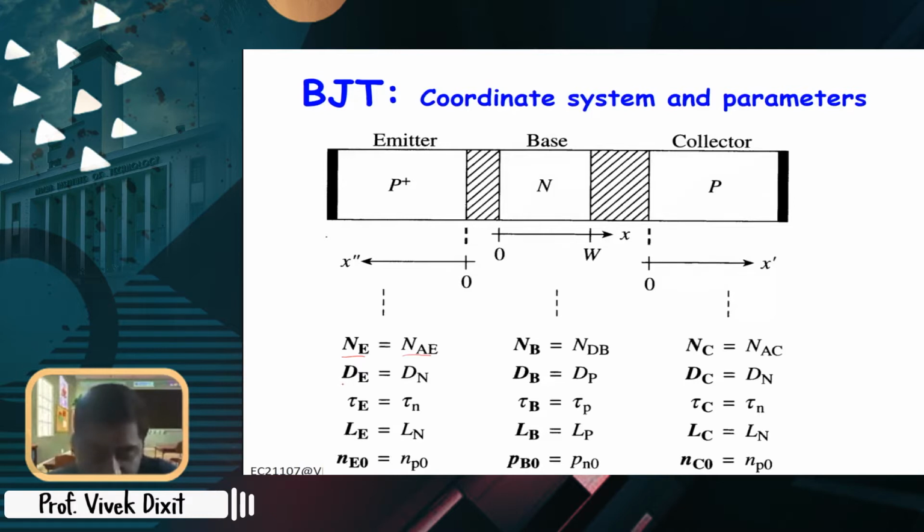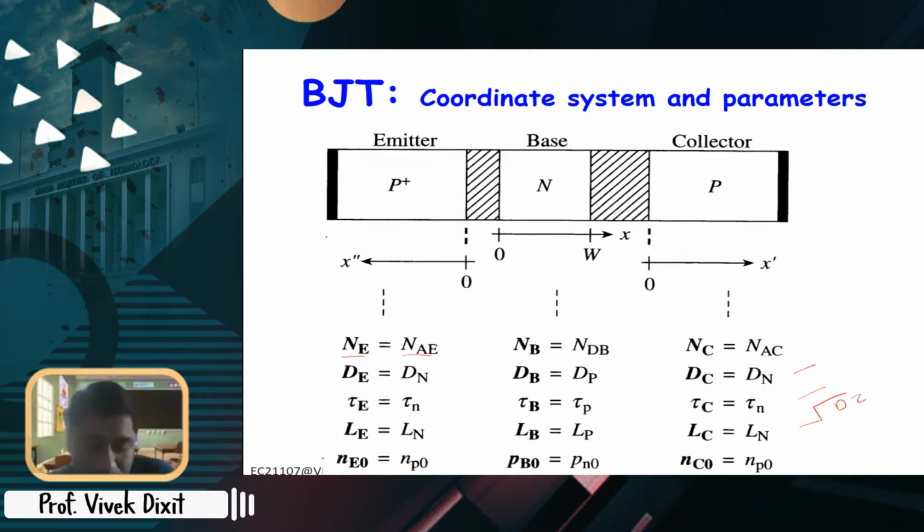And again, D is the diffusion coefficient of minority carriers. So De is the diffusion coefficient of minority carriers, which will be electrons, so it will be Dn in the emitter. Db will be the diffusion coefficient of minority carriers in the base, and Dc is again the diffusion coefficient of minority carriers. Then tau is the lifetime for minority carriers, also for minority carriers: tau E, tau B, and tau C. And L is the square root of D tau. So this is the diffusion length of minority carriers.